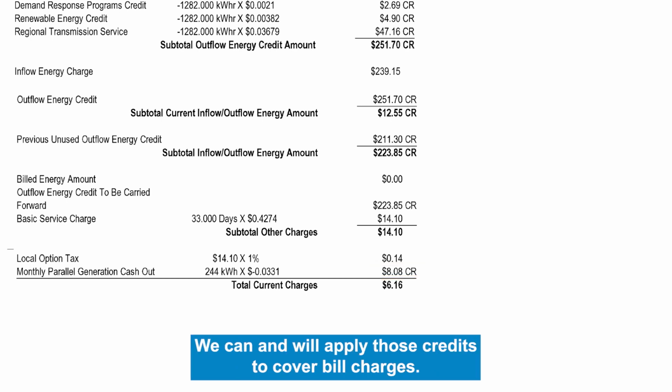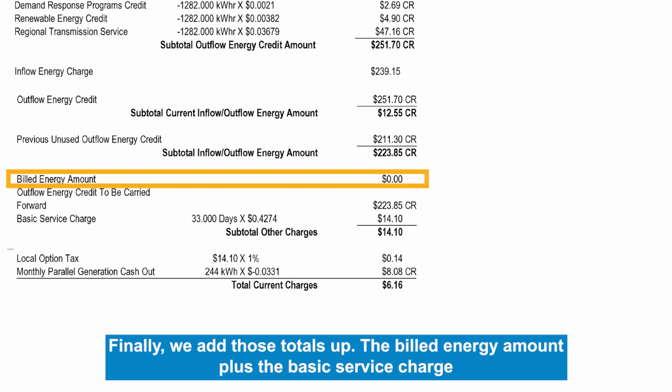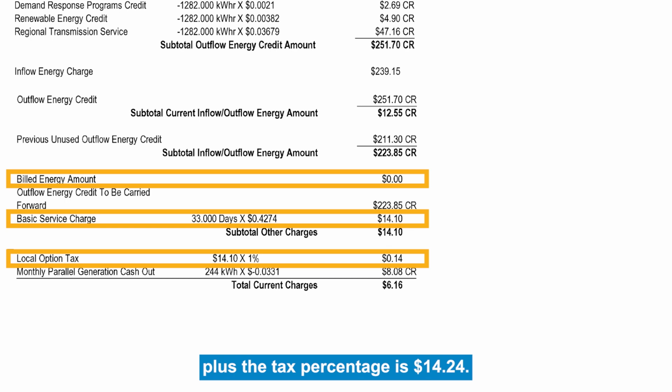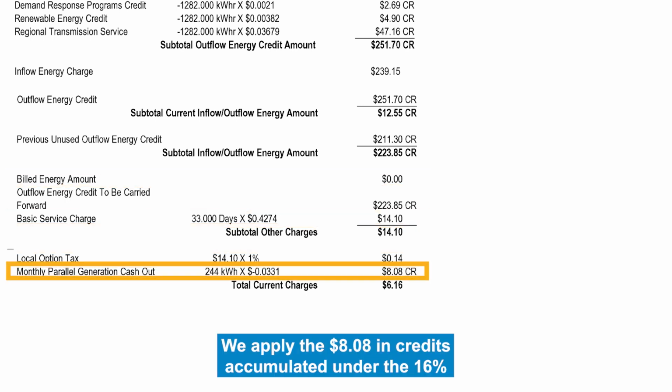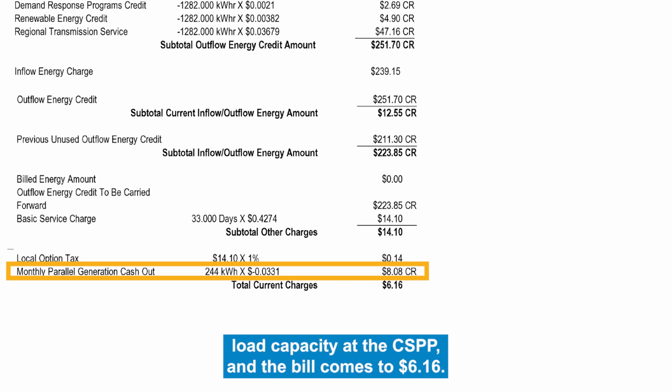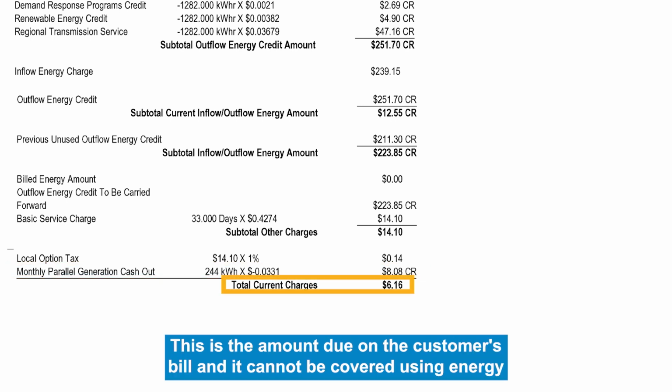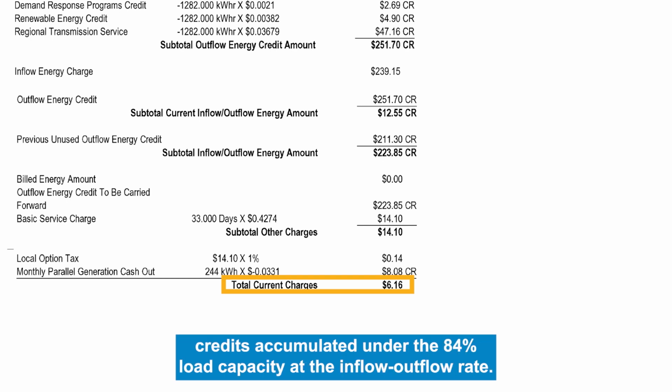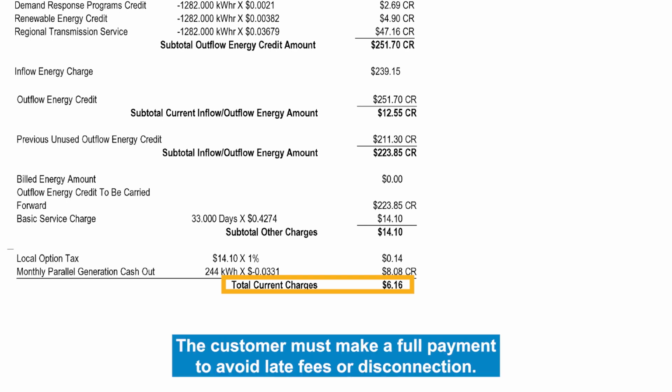We can and will apply those credits to cover bill charges. Finally, we add those totals up. The billed energy amount plus the basic service charge plus the tax percentage is $14.24. We apply the $8.08 in credits accumulated under the 16% load capacity at the CSPP, and the bill comes to $6.16. This is the amount due on the customer's bill, and it cannot be covered using energy credits accumulated under the 84% load capacity at the inflow-outflow rate. The customer must make a full payment to avoid late fees or disconnection.